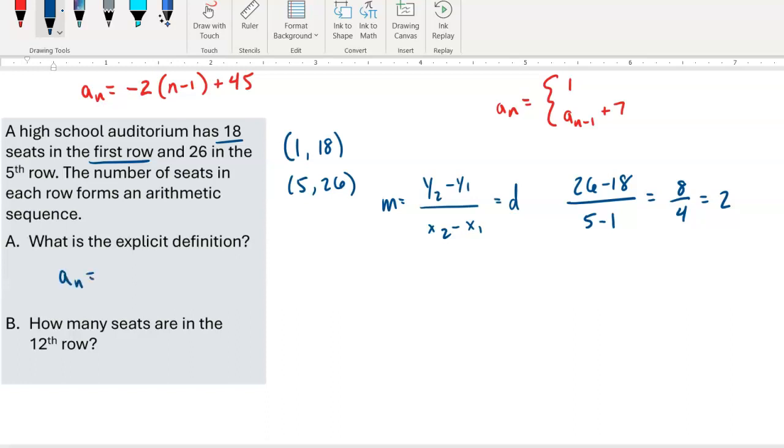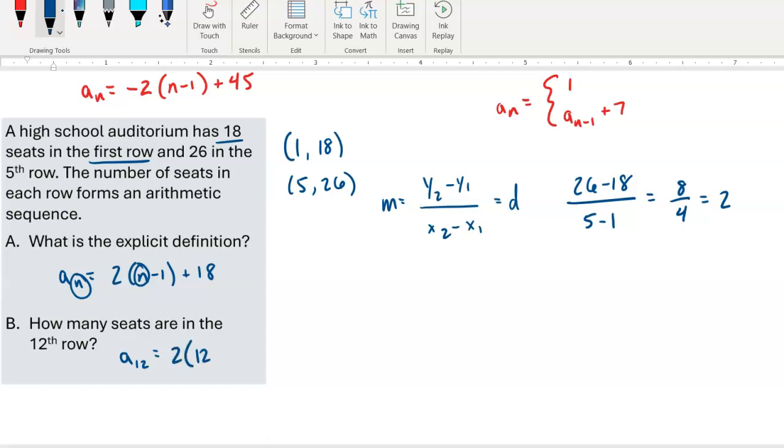So we would say, explicit formula: common difference is 2 times n minus 1 plus our first term. There are 18 seats in the first row. So now if it says how many seats are in the 12th row, I'm going to replace n with 12. Technically, that means this n and this n would be replaced with 12. That first n just means that we're finding the 12th row, so it just helps us see what we're trying to find. We're not going to actually do anything with the left side. We're just going to simplify the right side.